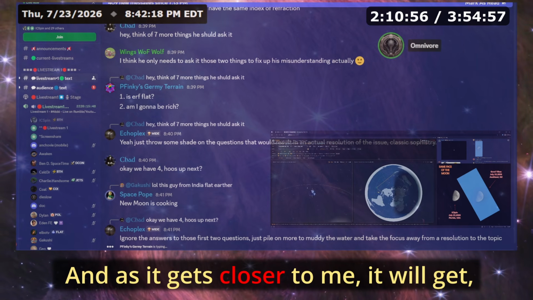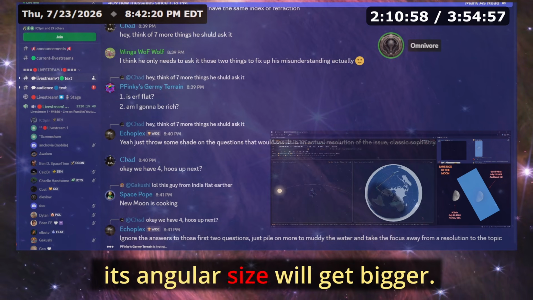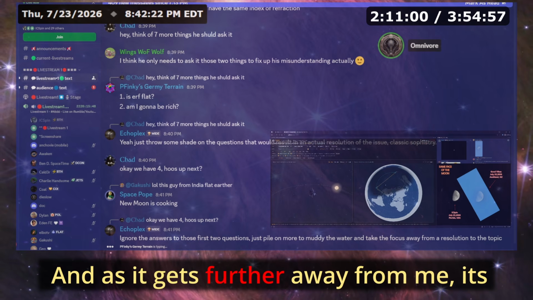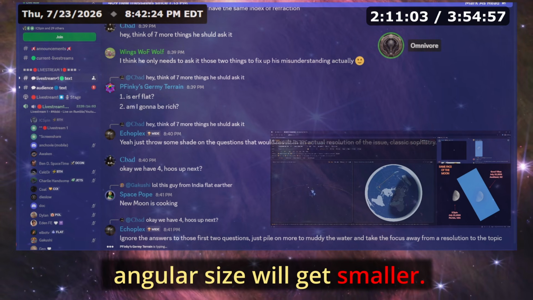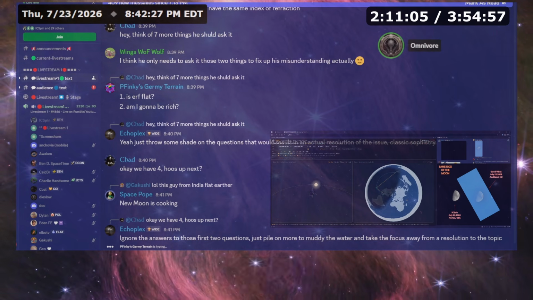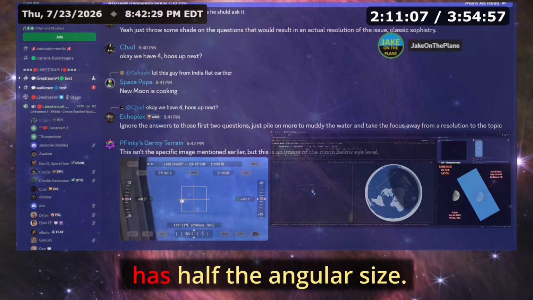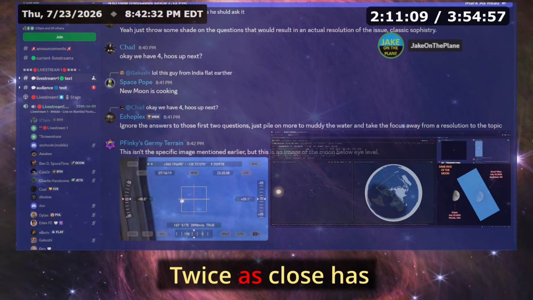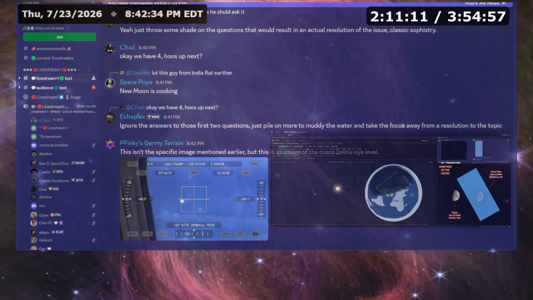Right, and as it gets closer to me, its angular size will get bigger, and as it gets further away from me, its angular size will get smaller, right? Yeah, obviously. Something twice as far has half the angular size. Twice as close has twice the angular size.